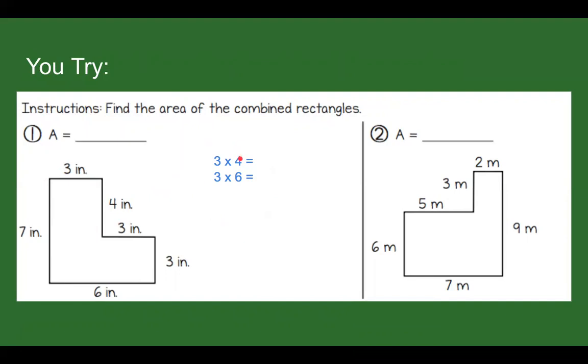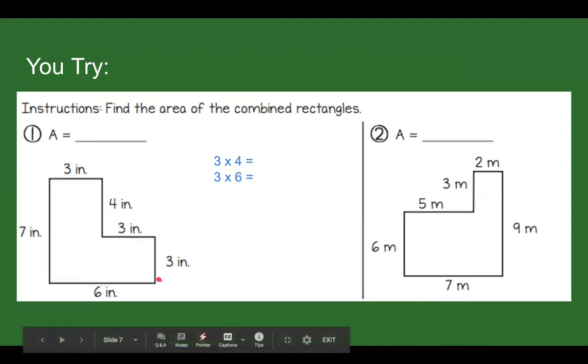So I gave you some helpful hints. The 3 times 4 is the area that I got for this rectangle. 3 is the width, 4 is the height. So 3 times 4 is the area of just this section. Then I also gave you 3 times 6, which is from here for this rectangle, right? The width is 6 inches and the height is 3 inches. So 3 times 6 will give you the area of just this section of the figure.